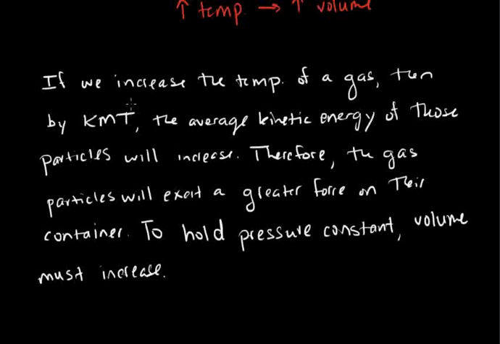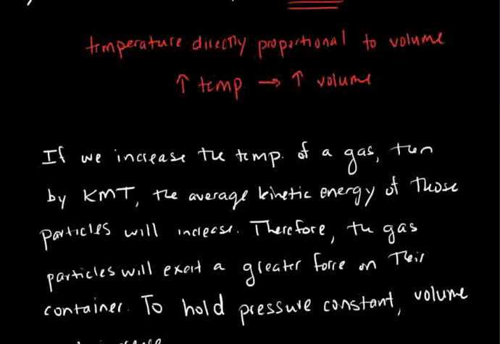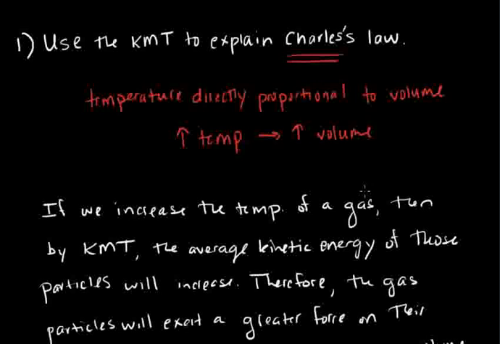So what have we said here? We said if we increase the temperature of a gas, then by the kinetic molecular theory, the average kinetic energy of those particles will increase. Okay, they're going to be moving around faster. Therefore, the gas particles will exert a greater force on their container. Fair enough. That's tenet number 2 of the KMT. And finally, we're going to link temperature and volume. We're going to say that to hold the pressure of the system constant, volume must increase. And so therefore, we've said increased temperature yields increased volume, which is the exact same statement as we made up here to define Charles's law.